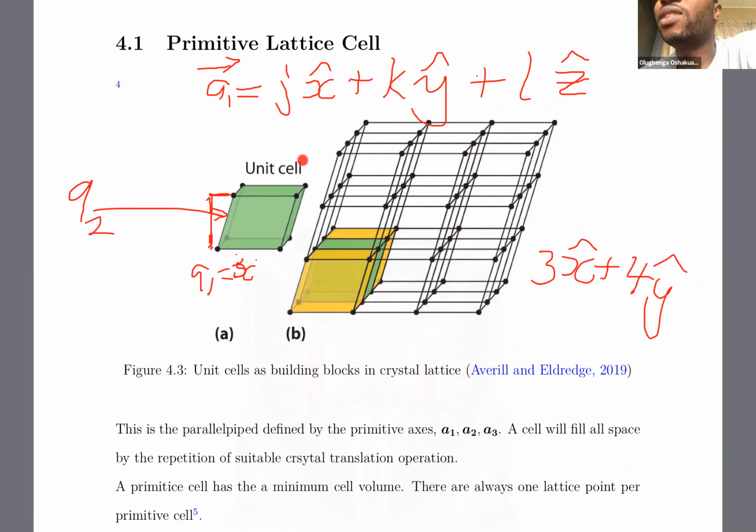For the fact that it's having x and y, it will be wrong for us to just call this y-axis. So since it is wrong to call it y-axis, it is convenient to call it A2, which is a vector that depends on X, Y, and Z.